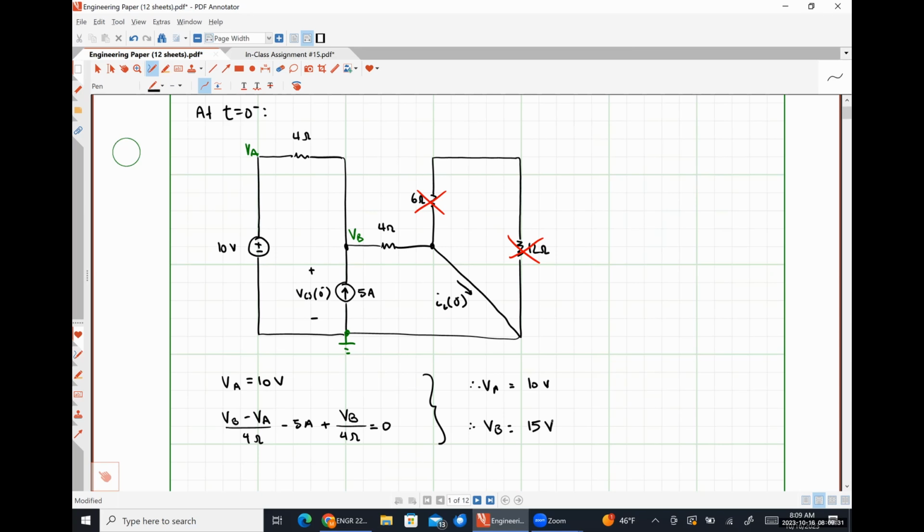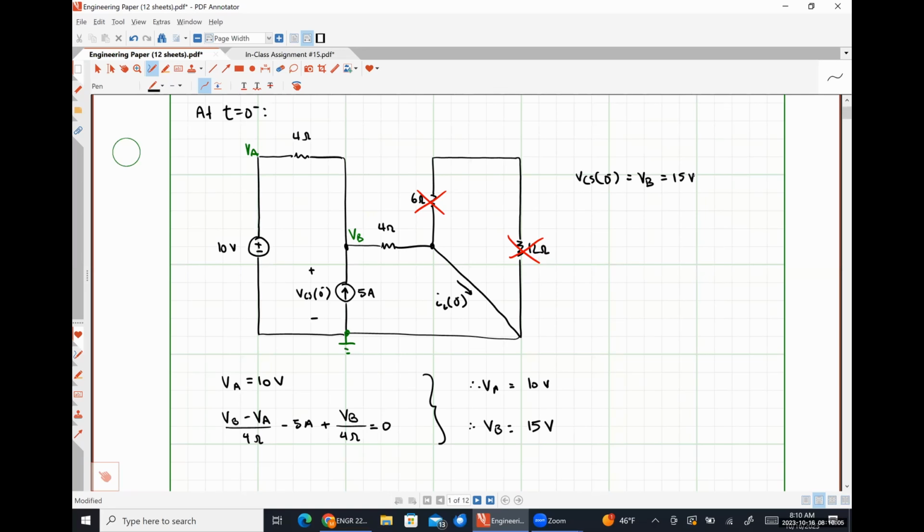Yes. So Cameron, I believe, asked if VCS is just VB. VCS is indeed equal to VB because the positive polarity terminal of our voltage VCS is at node B, and the negative polarity terminal of our voltage VCS is at ground. So VB minus 0 is equal to VCS. So VCS at 0 minus is just VB, which is 15 volts.